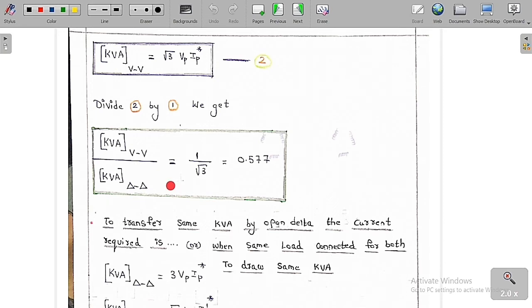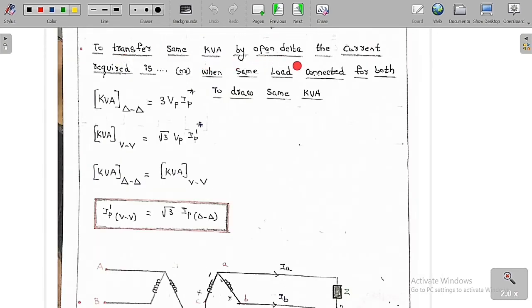So we can say that because one transformer is removed, the new rating is lower than the old rating. So kVA of the open delta is equal to 57.7 percent of the kVA rating of the delta-delta transformer. Now, to transfer the same kVA by open delta, what current is required? Suppose I want to transfer the same amount of kVA as the delta-delta connection to the load, then what is the current I should require?